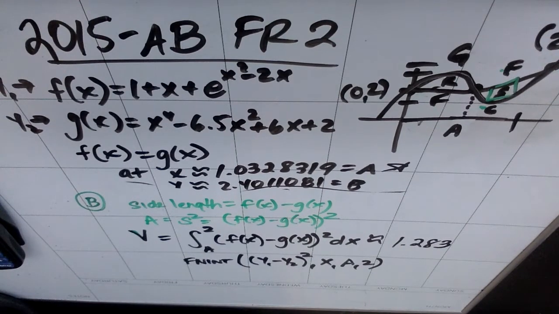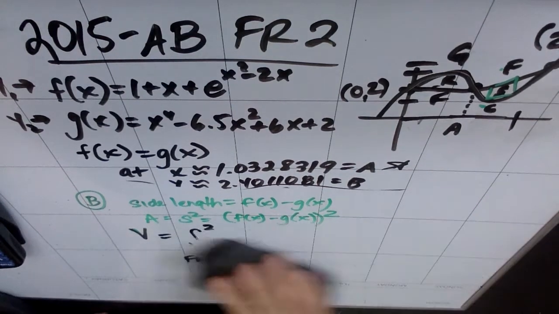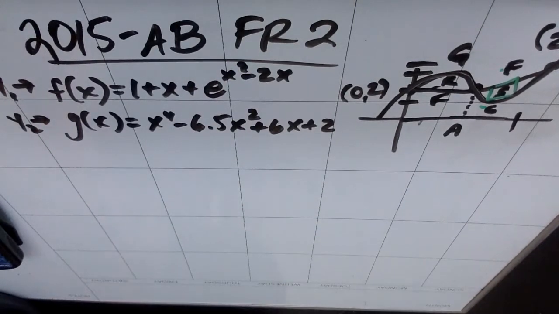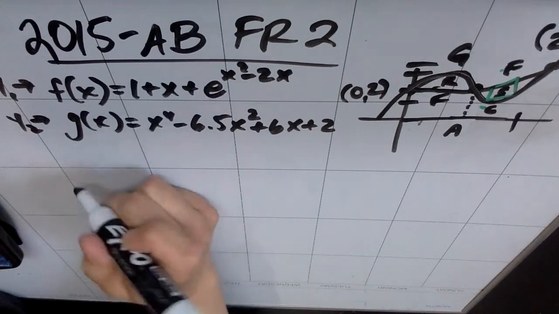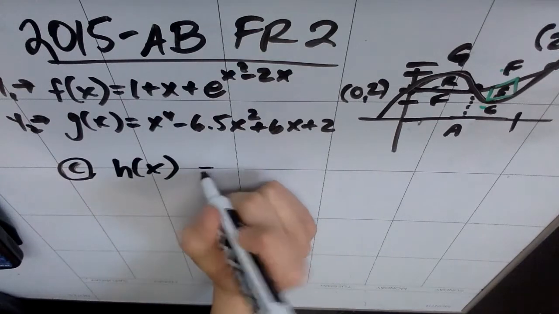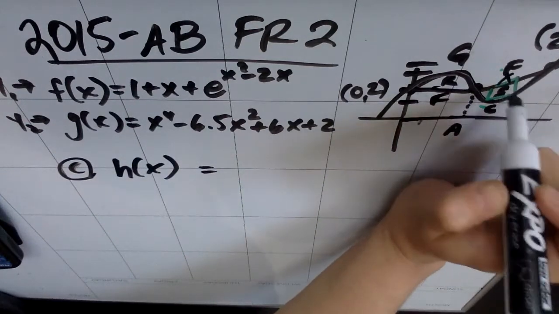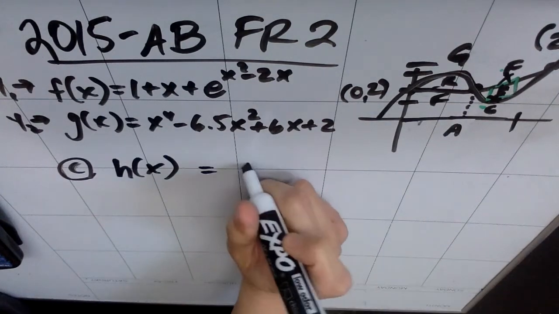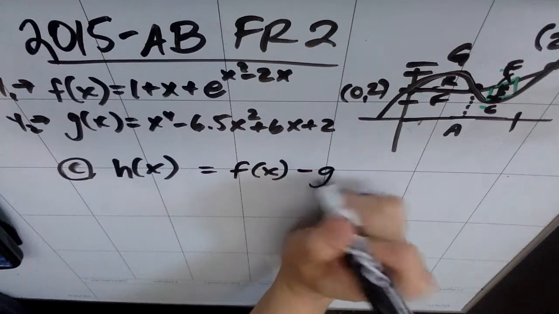All right, part C. Let h be the vertical distance between the graphs of f and g in the region S. Find the rate at which h is changing with respect to x when x is 1.8. Okay, so what they're saying in part C is that h of x is the distance from here to here. Essentially, it's the same side length that we just used, right? The difference between f and g. So it's f of x minus g of x, right?